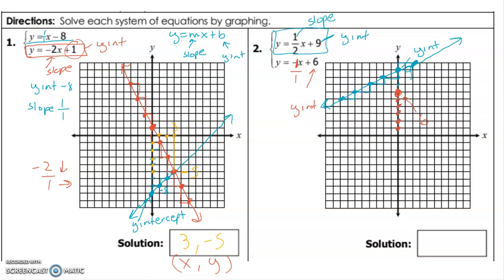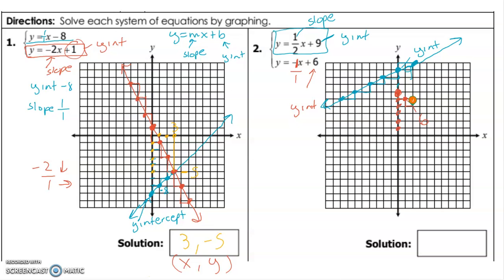So that means I need to go down 1 and to the right 1, and I'll repeat that, down 1 and to the right 1, to plot several more points.